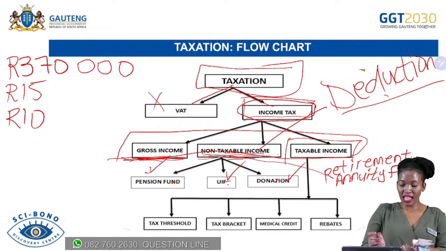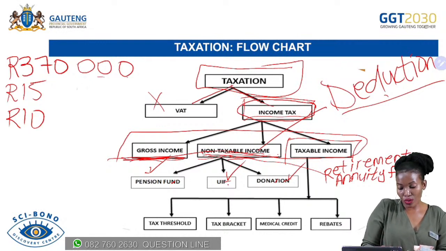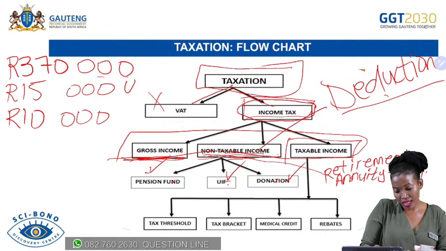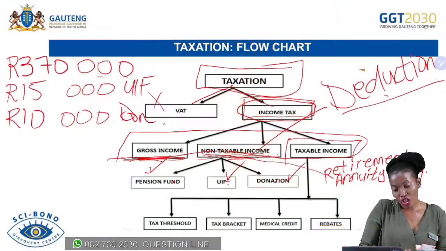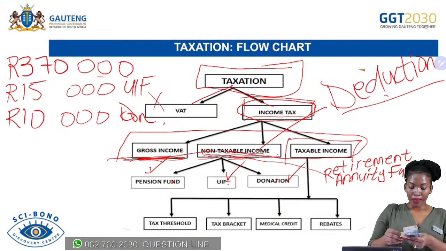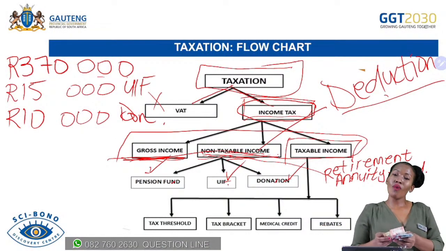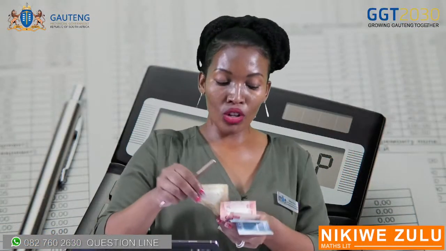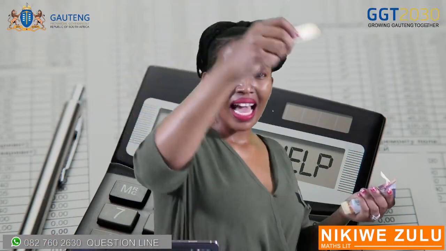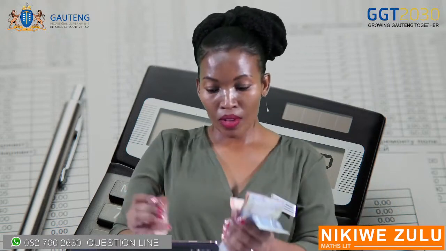I'm contributing a 10, and then because I've added the 3 zeros here, I'm also going to add the 3 zeros. Remember, this is what? This is UIF. And then this is what? This is donation. But I'm also contributing towards a retirement fund. And then how much am I going to contribute towards the retirement fund? I'm going to contribute 20 rands.